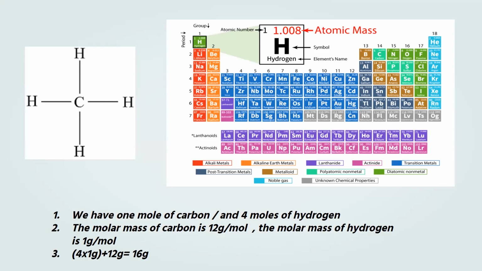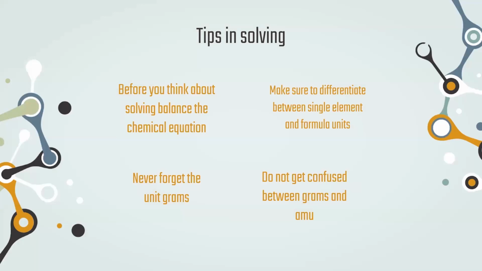Here are quick tips in solving. So first and foremost, before you think about solving, balance the chemical equation. Like we mentioned earlier, it is very, very important to balance the chemical equation before you do anything at all, because if you begin solving without a balanced chemical equation, you'll get your entire answer wrong.